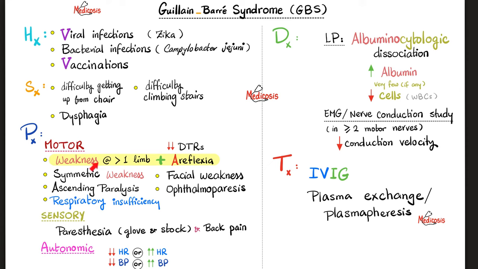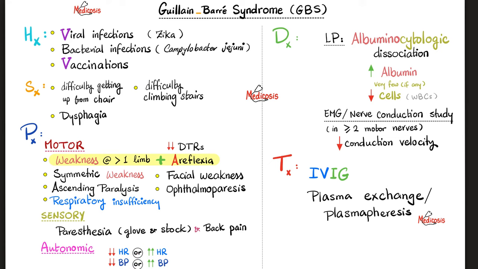On physical exam, there is weakness in more than one limb and areflexia. This sentence is very important. Weakness in more than one extremity plus areflexia should make you suspicious of Guillain-Barré Syndrome. Symmetrical weakness, facial weakness, ascending paralysis, ophthalmoparesis, and respiratory insufficiency, which is deadly. Sensory deficits, paresthesia, tingling and numbness, pins and needles, gloves and stockings, and back pain. Autonomic instability, tachycardia, bradycardia, any arrhythmia, hypotension, hypertension, etc.